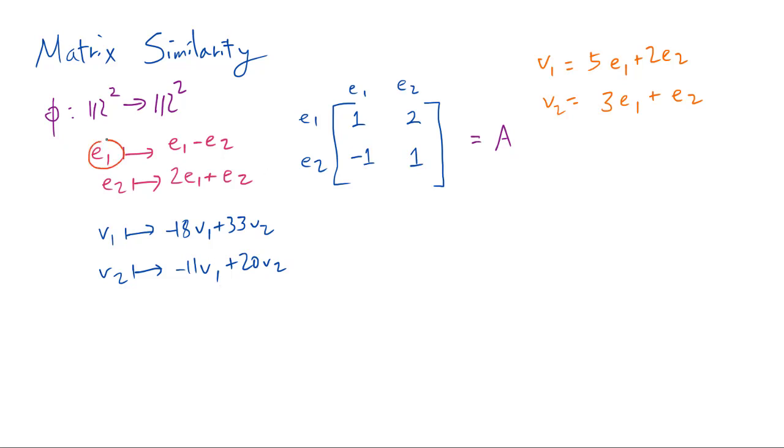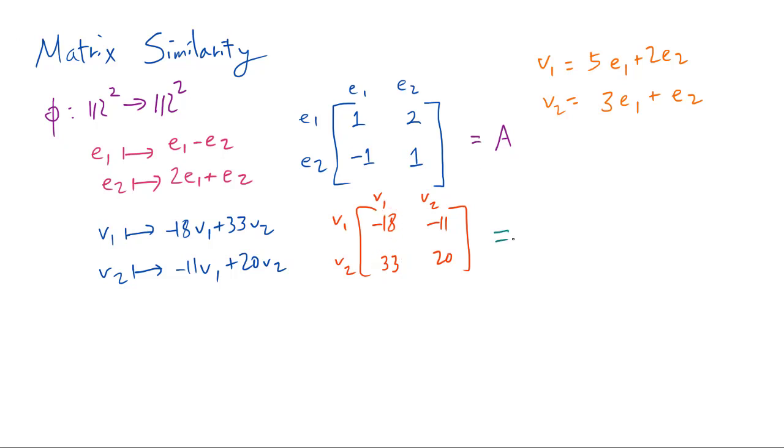For example, since we know where E1 and E2 are being sent to, we can explicitly find where V1 is being sent to in terms of E1, E2, and you can now convert that back to in terms of V1, V2, in the span of V1, V2, and you'll find that that's minus 18 V1 plus 33 V2, and similarly for V2. But the main point here is that we can also write phi as the matrix with columns (negative 18, 33) and (negative 11, 20) if we're now writing it with respect to V1, V2. So V1 is being sent to minus 18 V1 plus 33 V2 and so on.